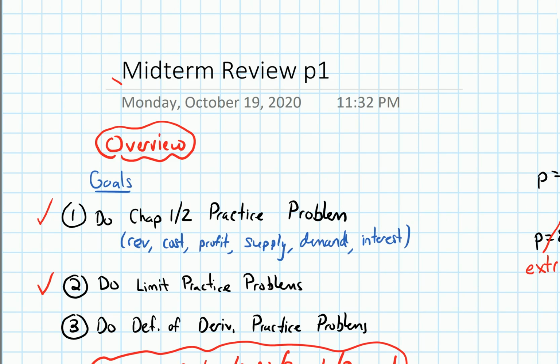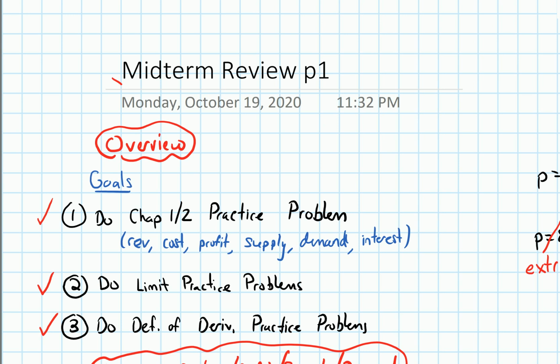So in terms of our goals for this section, we have talked about how to do some definition of the derivative problems. We've looked at a more algebraic question, actually doing the definition of the derivative, and a more conceptual problem, looking at a limit and working backwards to recognize what function it's the derivative of and at what point.